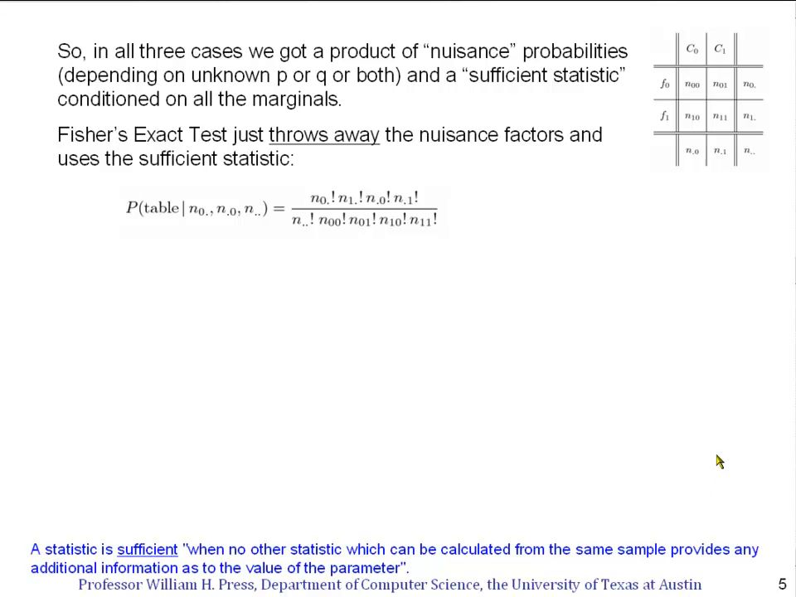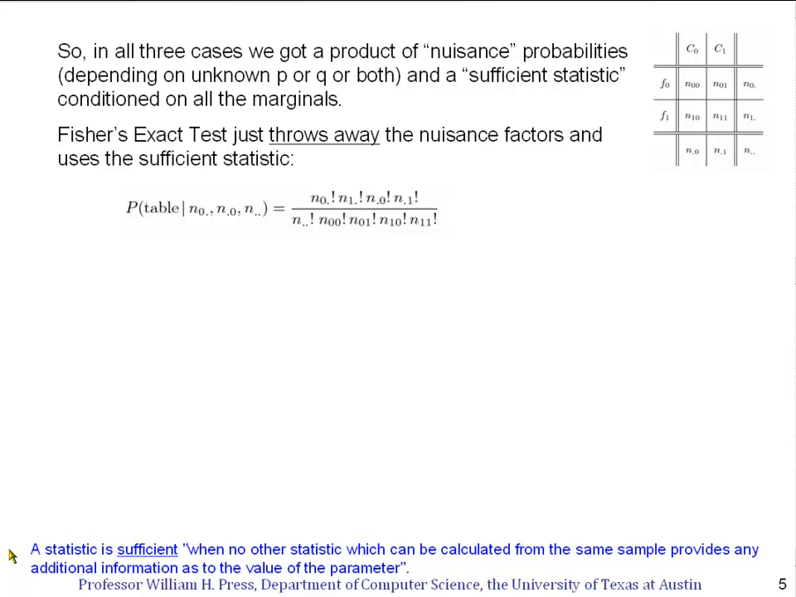So in all three cases, we got a product of nuisance probabilities which depend on the unknown p and q. And then we got this factor that was the same under all protocols. And when that happens, it's something called a sufficient statistic by frequentists. I have to admit, I'm never quite sure how to know whether a statistic is sufficient or not, but here's the textbook definition down here. A statistic is sufficient when no other statistic, which can be calculated from the same sample, provides any additional information as to the value of the parameter. And I guess that applies here, although don't quiz me too closely on how.